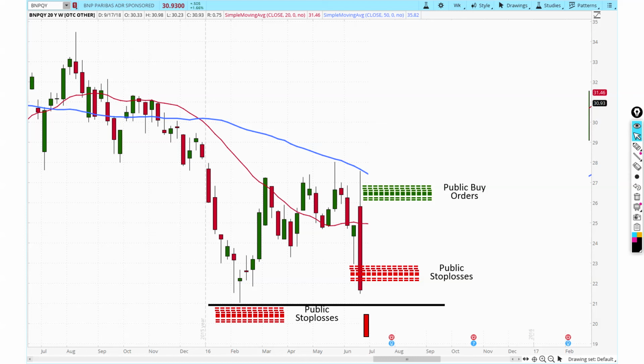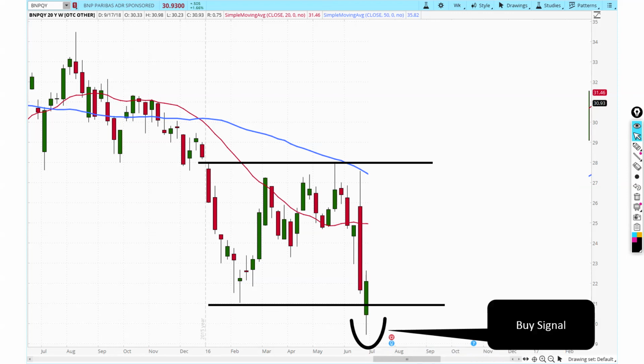So the next candle, the next week when it opens below this support level, that's where they accumulate the most in their portfolio. All right. So this is the buy signal for me.